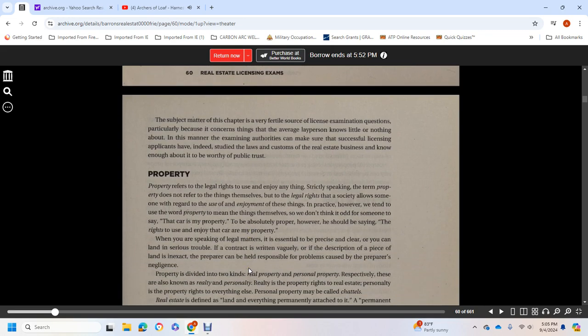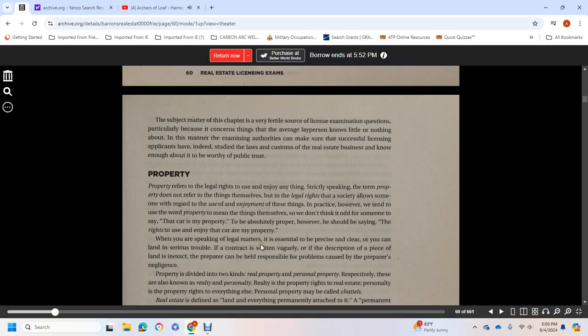Alright, property refers to legal rights to use and enjoy anything. Strictly speaking, the term property does not refer to the things themselves, but to the legal rights that society allows someone with regard to the use and enjoyment of things. In practice, however, we tend to use the word property to mean the things themselves. We do not think it odd for someone to say the car is my property, though to be absolutely proper, he would say the right to use and enjoy the car is my property.